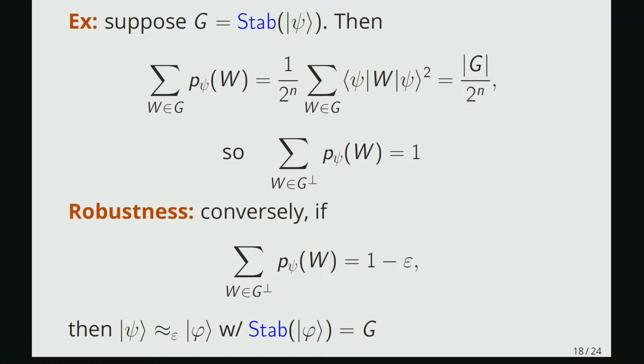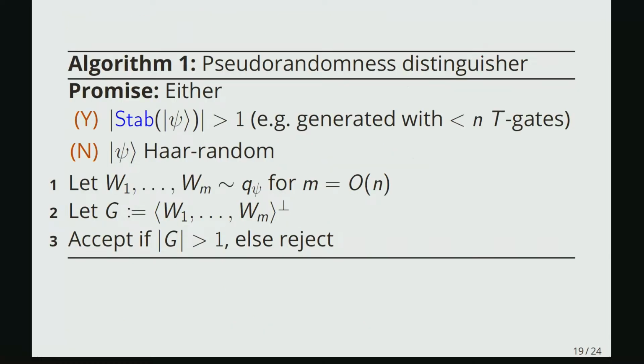And indeed, actually, believe it or not, we have already developed pretty much all of the algebraic tools that we need. I can already start stating the algorithms that we have, starting with our pseudorandomness distinguisher. So this algorithm takes a state psi, and you're promised that either the stabilizer group of psi is non-trivial, so for example, psi is generated with strictly less than n t gates, or psi is just a Haar-random n-qubit state. And the following algorithm distinguishes these two cases.